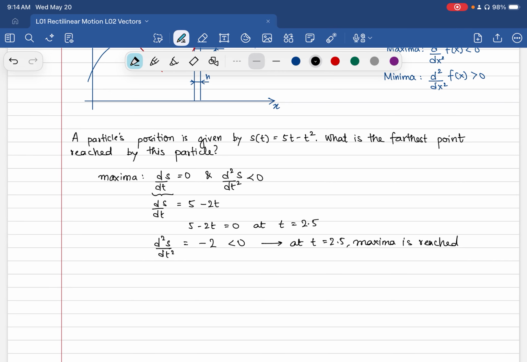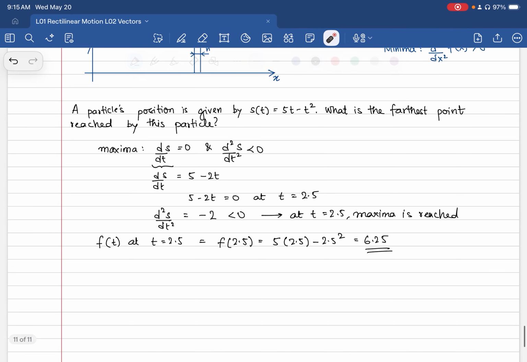Does this answer your question of what is the farthest point reached by this particle? It does not, because the question doesn't ask at what time it reaches that. It says what is the farthest point. So the value f of t at t equal to 2.5 is the farthest point reached. That is f of 2.5, which is 5 times 2.5 minus 2.5 squared, which is 6.25. So whatever the units, 6.25 is the maximum arrived at by this particle traveling according to this position.